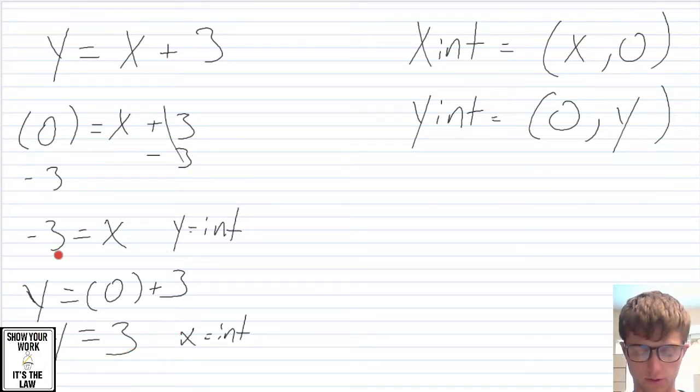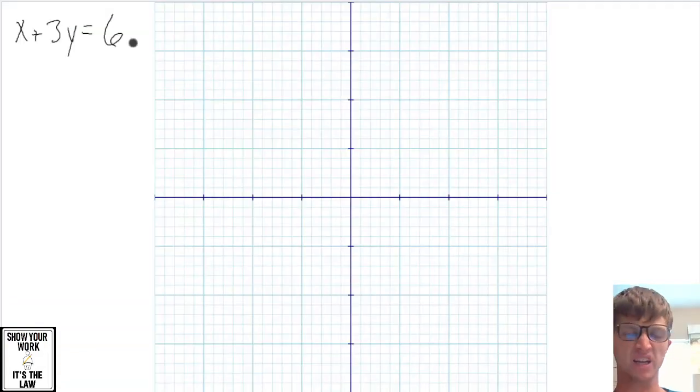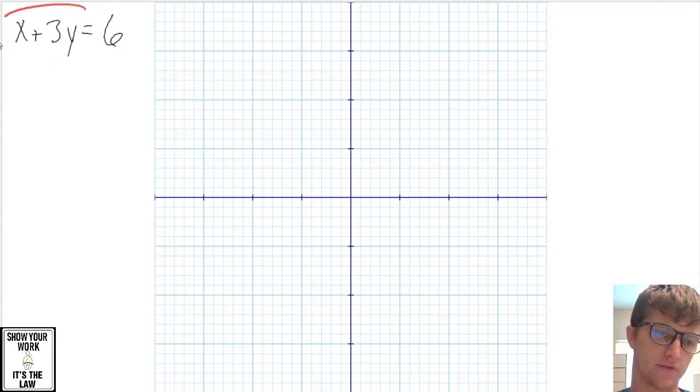All right, let's do example 3.2b. It says find the x and y intercepts of the equation and graph the line. So here we have our equation. Notice that it's written differently from the others. In all the others, we had y by itself. Y doesn't have to be by itself.